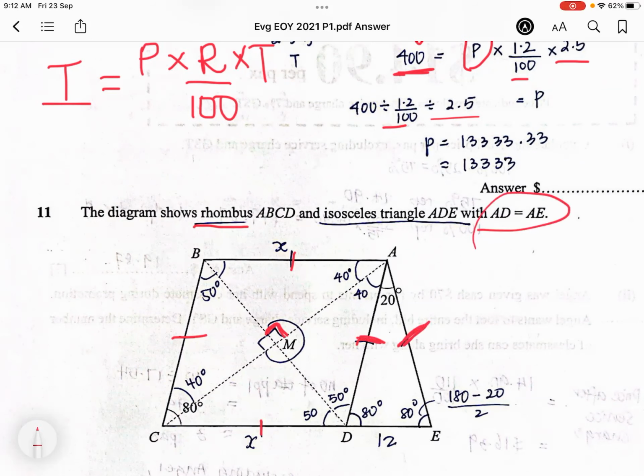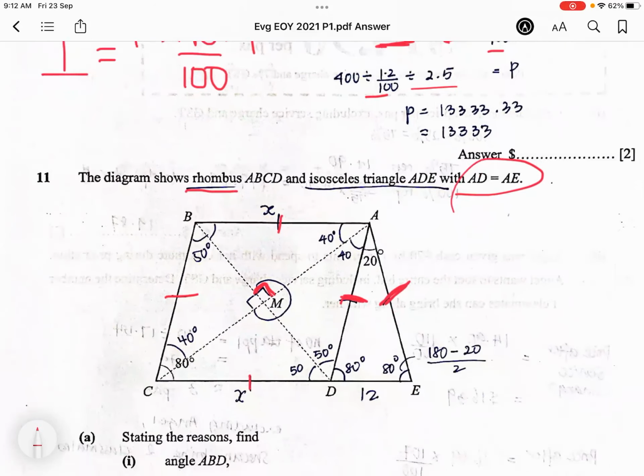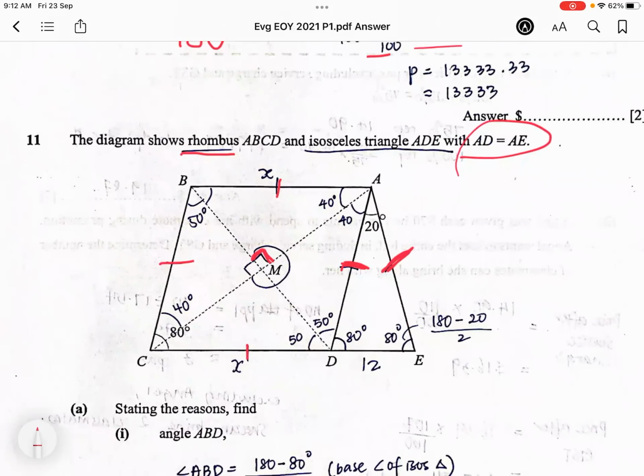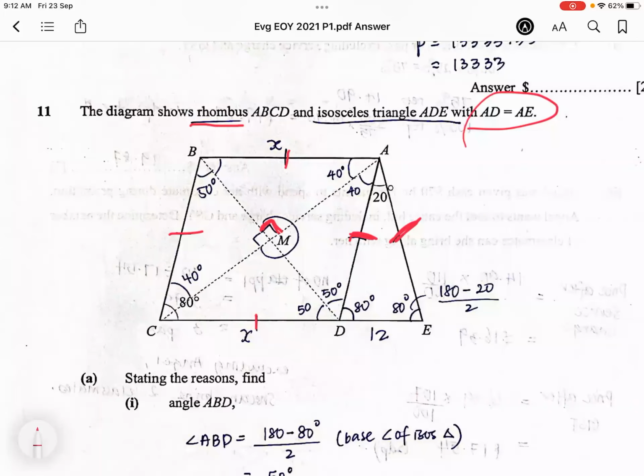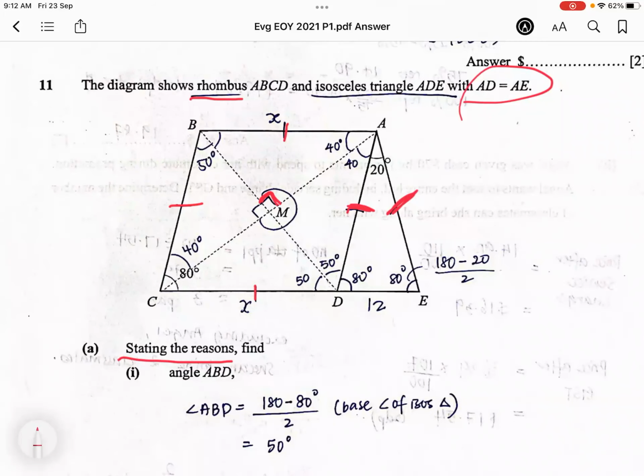So once I have this, let's take a look. What do they want me to find? They say stating reasons. Many people got many different answers, okay? Because the moment you know you have an isosceles triangle and you have 90 degrees, you can find many answers.